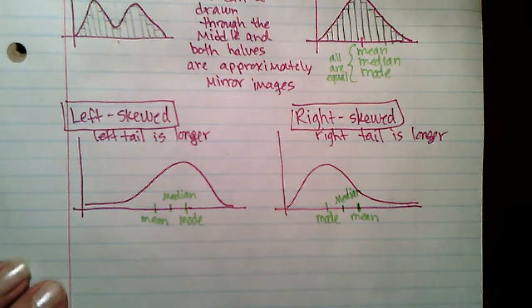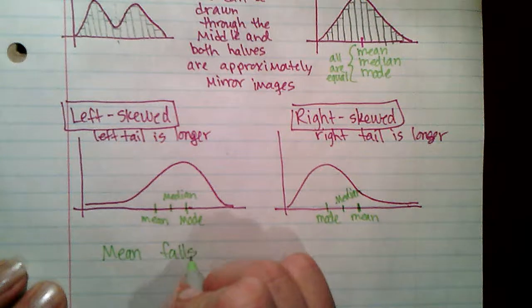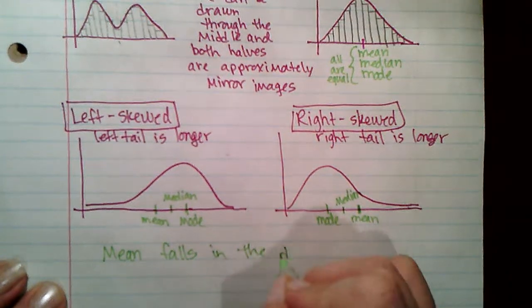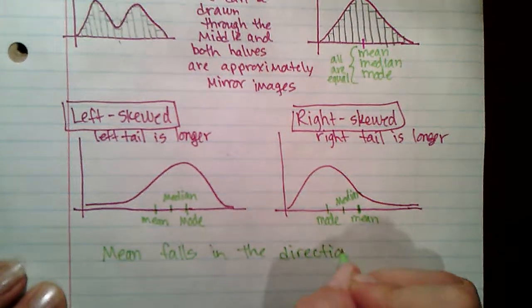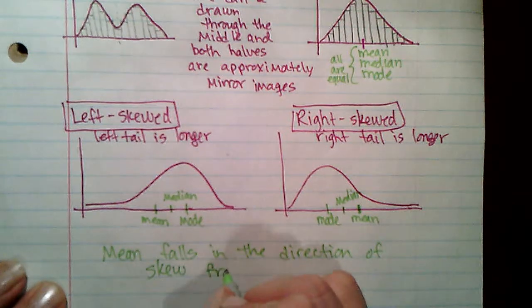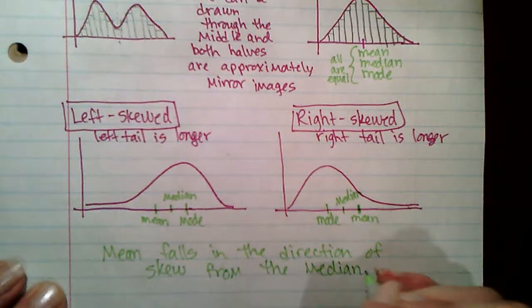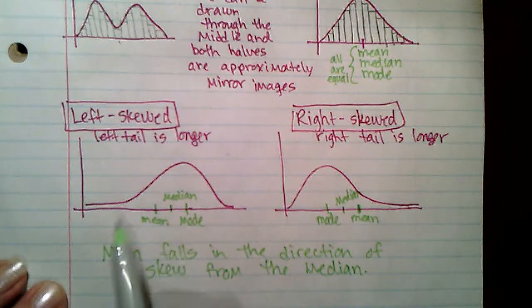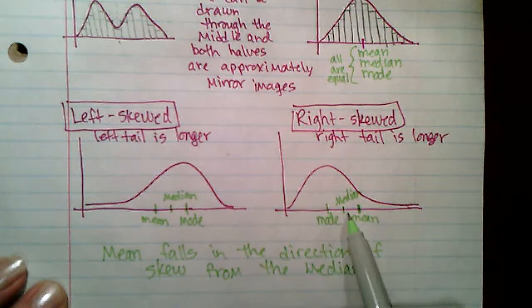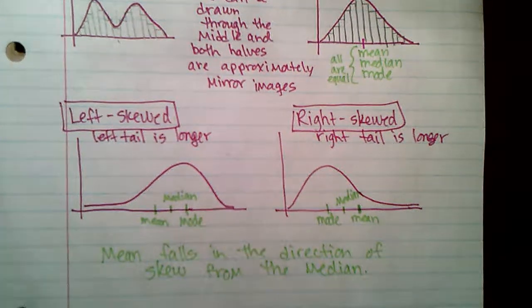So what ends up happening is that the mean falls in the direction of skew from the median. So if it's left skewed, the mean falls to the left of the median. If it's right skewed, the mean falls to the right of the median. And then the mode is always the highest point in those.